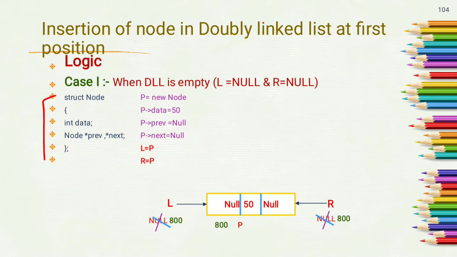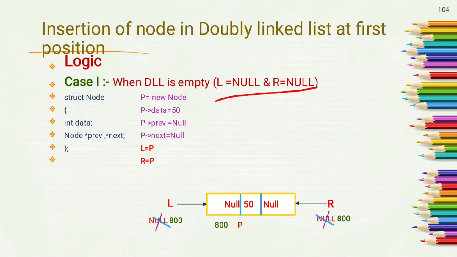So we have to declare a struct like this to create a node. Data is of type integer and two pointers of type node. Then we have to create a new node P equals to new node and store the value that you want to store in data part of P node, as this new node will be the first node of doubly linked list, as the doubly linked list is initially empty. So store null into previous pointer of P and also store null into next pointer of P.